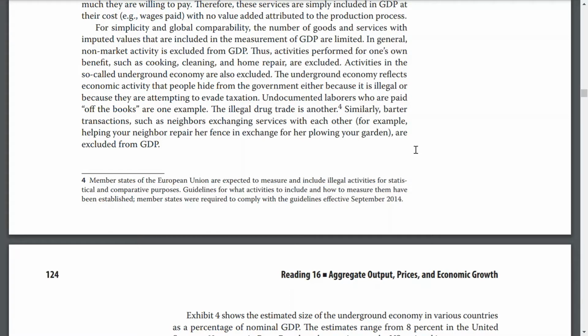The underground economy reflects economic activity that people hide from governments, either because it is illegal or because they're attempting to evade taxation. Undocumented laborers who are paid off the books are one example. The illegal drug trade is another. Similarly, barter transactions such as neighbors exchanging services with each other, for example, helping your neighbor repair her fence in exchange for plowing your garden, are also excluded from GDP.